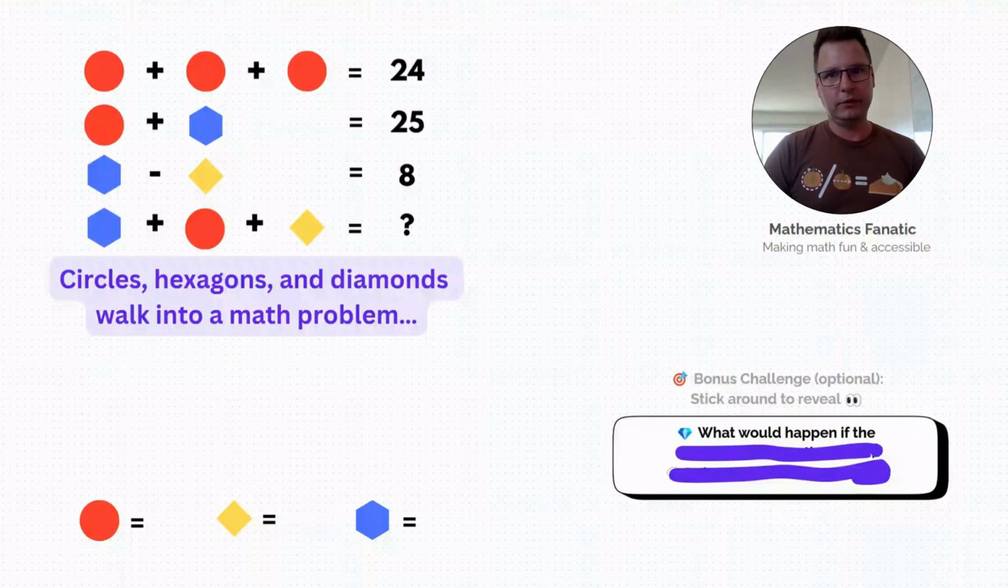Circles, hexagons, and diamonds walk into a math problem. And no, that's not the start of a joke. We've got a few equations, some shapes, and your job: figure out what number each shape represents. Okay, we're going to walk through this logically, treating each equation like a clue in a mystery. You ready? Okay.